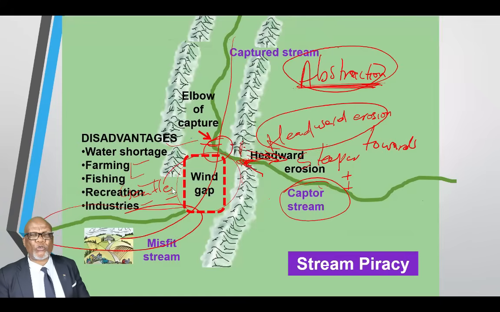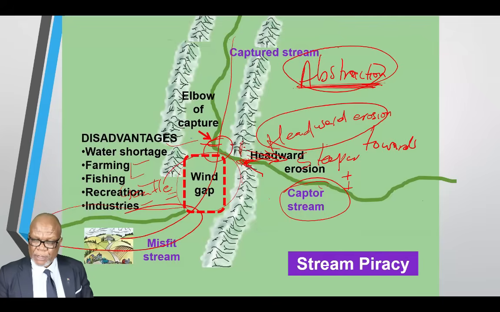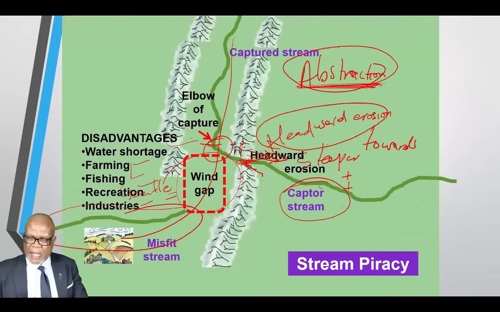But as much as you can look at the impact of river capture for the surrounding, you must also know the impact of river capture on the rivers themselves. The impact that the river capture will have on the captured stream and on the capturing stream. We said on the captured stream, there's going to be less volume of water, more deposition, less erosion. Here, there's going to be more volume of water, less deposition, more erosion, high chances of flooding.